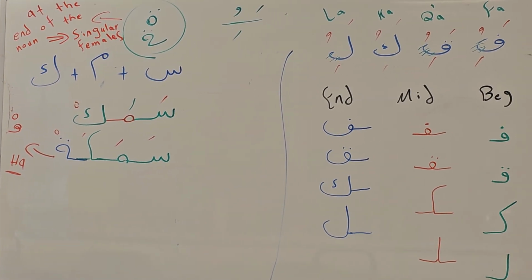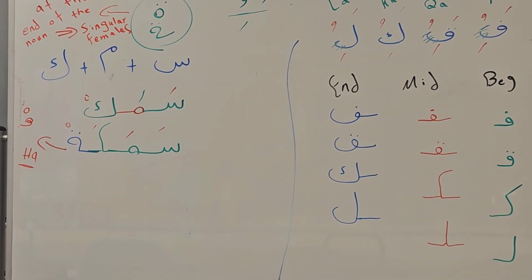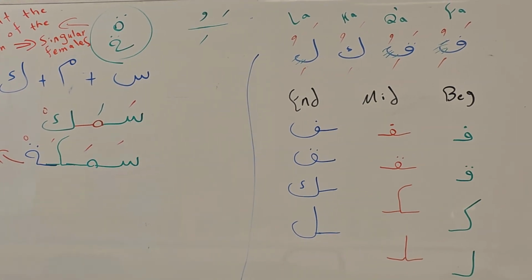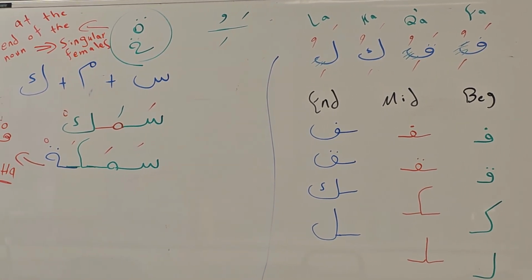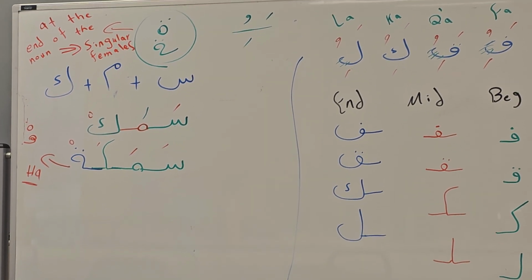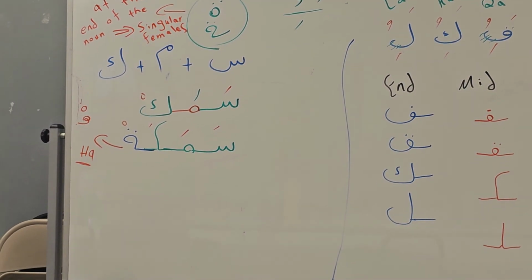Labeling the nouns as females or males. You just have to memorize these things. As long as it has the ta marbuta, it means it's a female, always. But if it doesn't, it means it's a male. Gotcha.